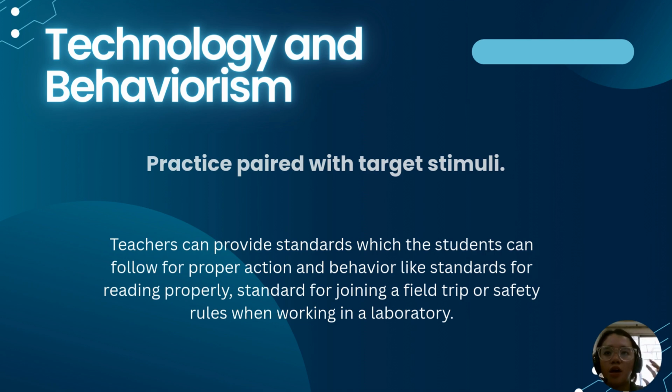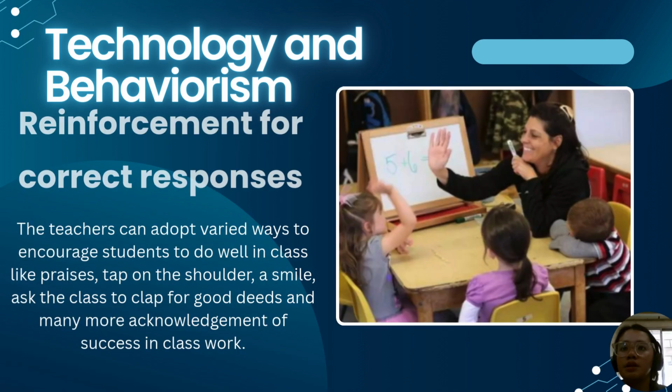And the next is following lab rules, like wear goggles, do not touch chemicals. Next one is repeating procedures until they become habits. When the behavior becomes automatic, learning has taken place. The next is reinforcement for correct response. Reinforcement is the heart of behaviorism. Without reinforcement, learning is incomplete.